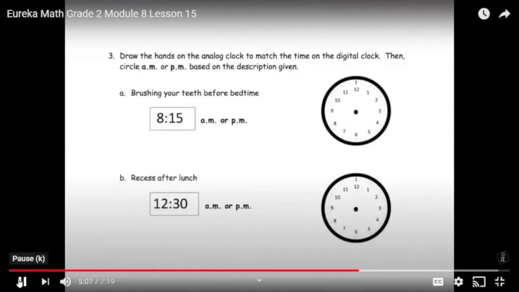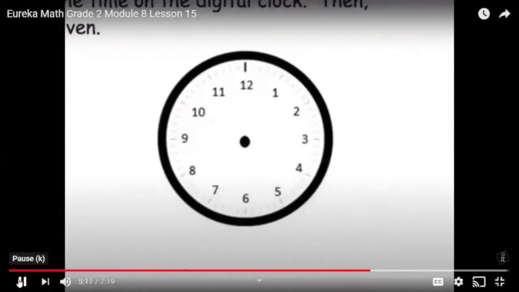Nonetheless, brushing your teeth before bedtime, 8:15. So first off, before bedtime. So that's going to make it a PM activity. And 8:15. Well, let's start by doing the minute hand. That's pretty straightforward because that's going to go here. And 8 o'clock. So it's going to go a little bit past the 8, not to the 9 yet.